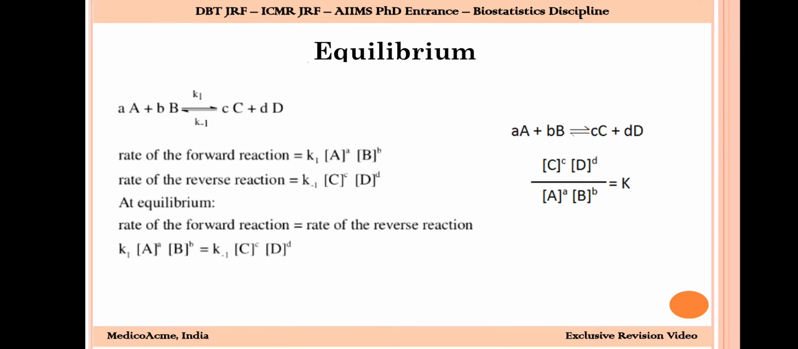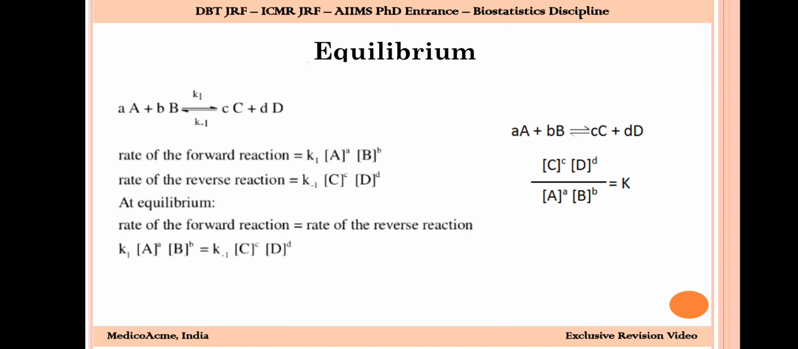So guys, equilibrium. Any reaction going on in your cell or anywhere has to achieve an equilibrium. Equilibrium means the rate of forward reaction equals the rate of reverse reaction. This is the typical example where A plus B is going to give C plus D. In this case you can see K1 and K minus 1. K1 is the forward rate constant and K minus 1 is the backward, or you can say reverse, rate constant.